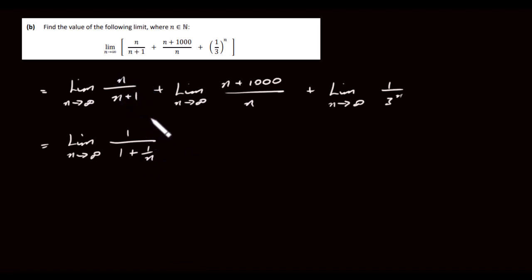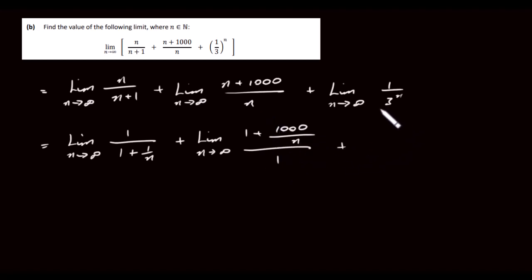So we haven't changed the fraction. We've divided the top and the bottom by n. So we're going to do the same here. The highest power of n here is also 1, so we're going to divide by n to the power of 1. So it's going to be 1 plus 1000 over n, all over n divided by n, which is 1.